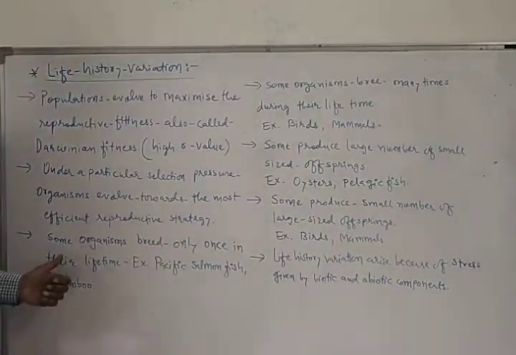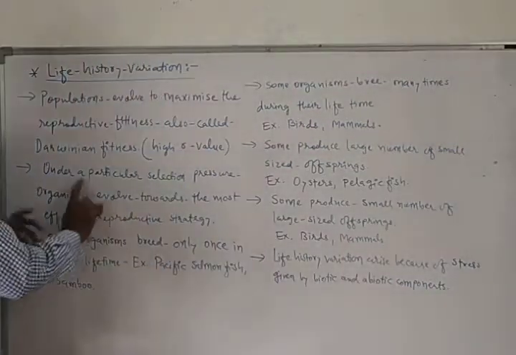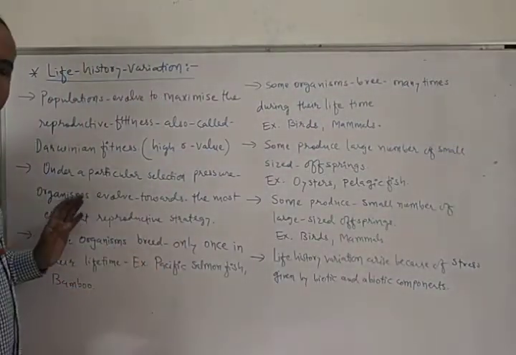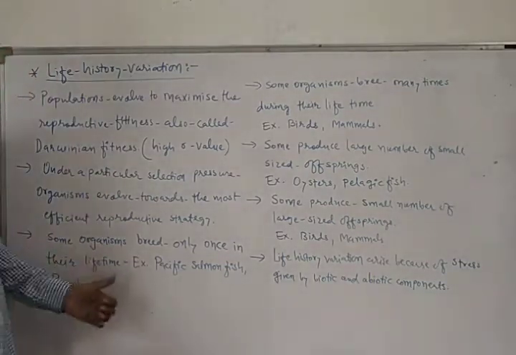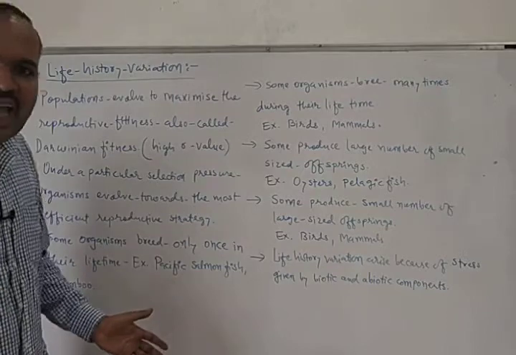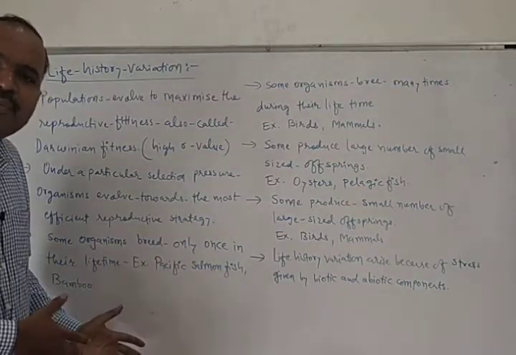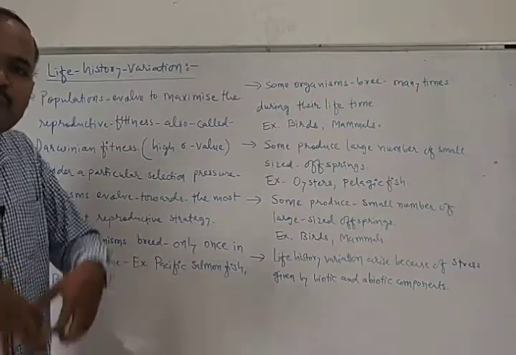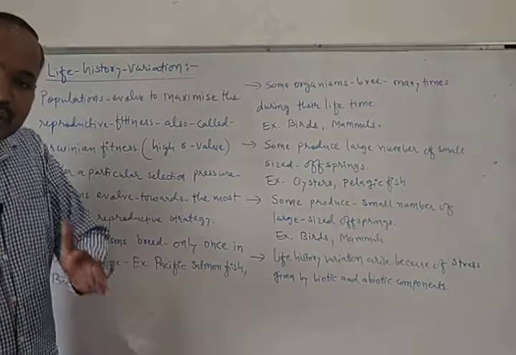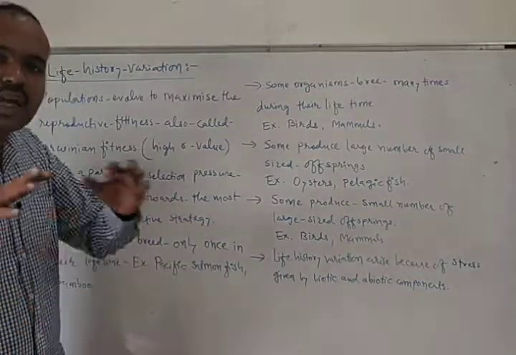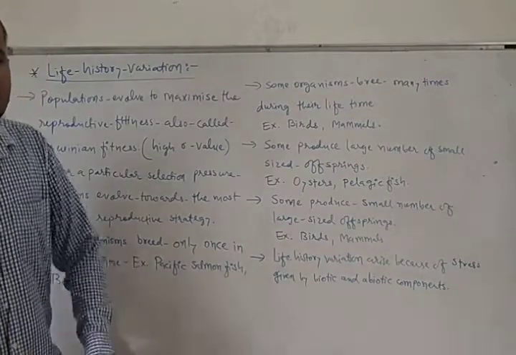These are different types of reproductive strategy. Here the point is explained that organisms will develop a particular kind of reproductive strategy. So here four types of reproductive strategies are explained, which are developed by a particular set of organisms under a particular set of natural selection pressure.